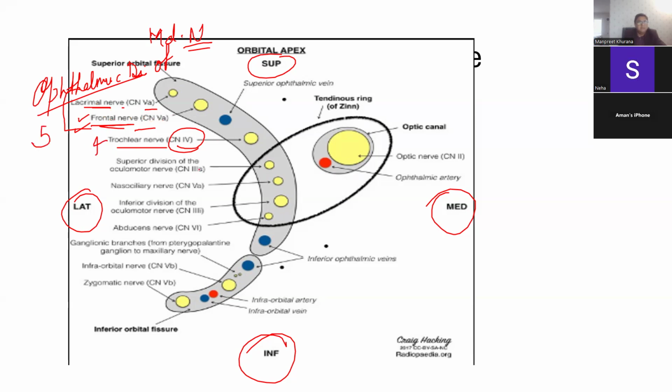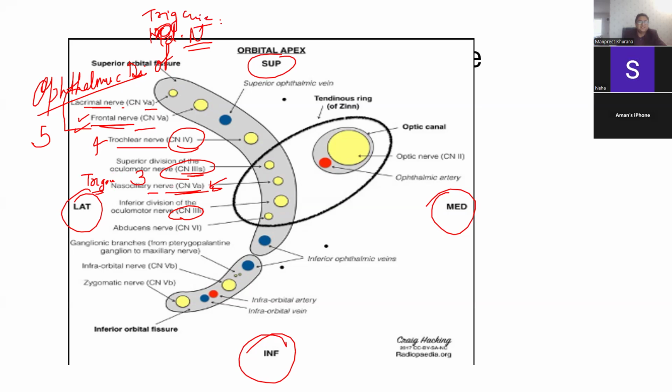Okay. Then we have the tendinous ring, in which we have the oculomotor nerve, superior and inferior division. So we have cranial nerve number 3, right? Then we have the nasociliary nerve, which is a branch of, again, the trigeminal nerve. This nasociliary nerve is from the ophthalmic branch of the trigeminal nerve. Sorry, here also it was trigeminal. I wrote mandibular. Sorry, my bad.